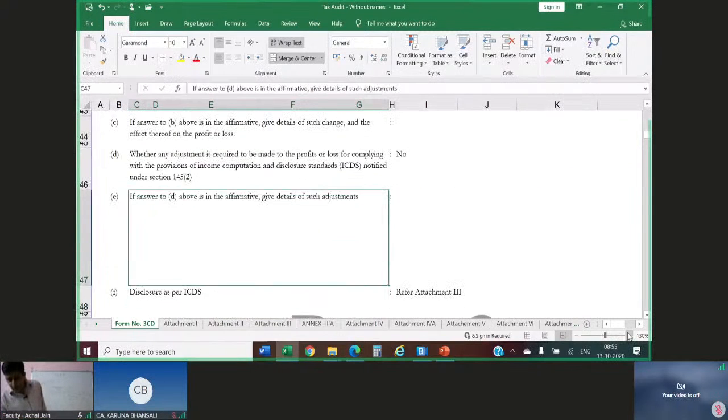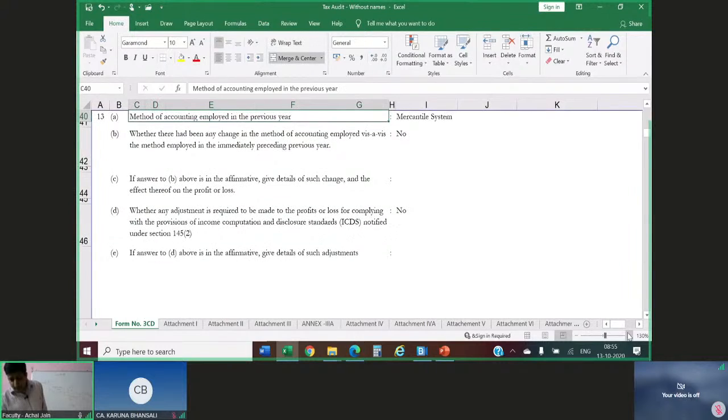Moving on to clause number 13. So this clause talks about the way books of accounts are maintained by the entity. First, method of accounting employed in the previous year. Now, method of accounting could be of two types. One is accrual basis and second is cash basis. So in this case, management is saying it's mercantile system. What is mercantile system? That is accrual basis of accounting.